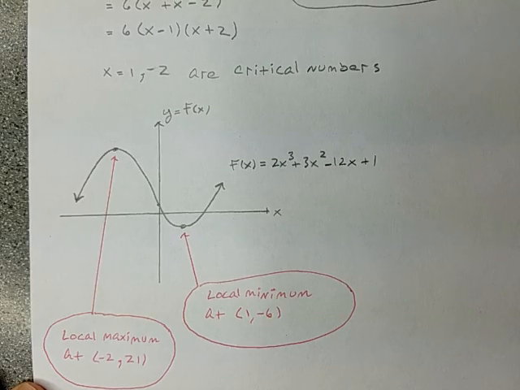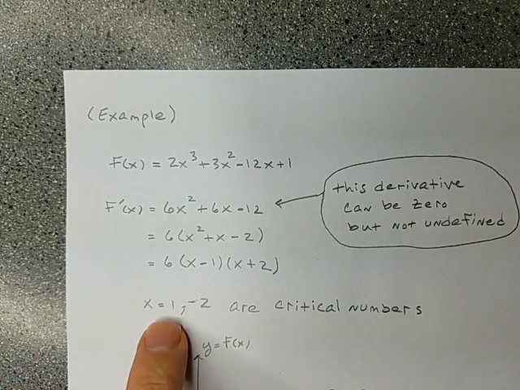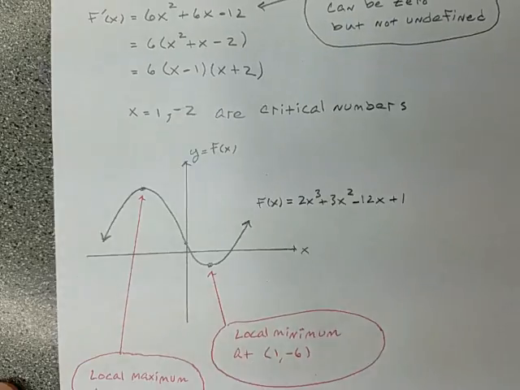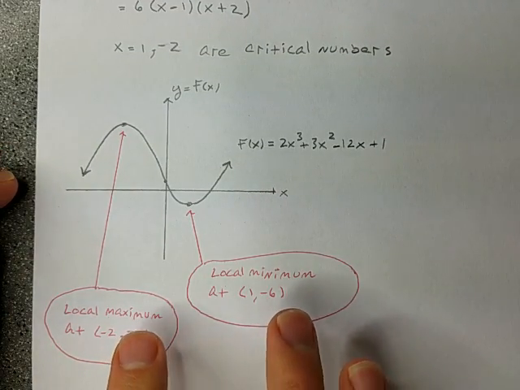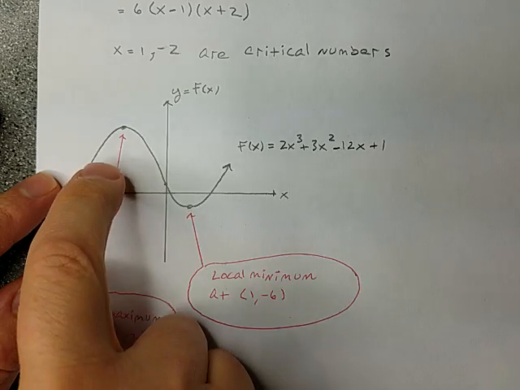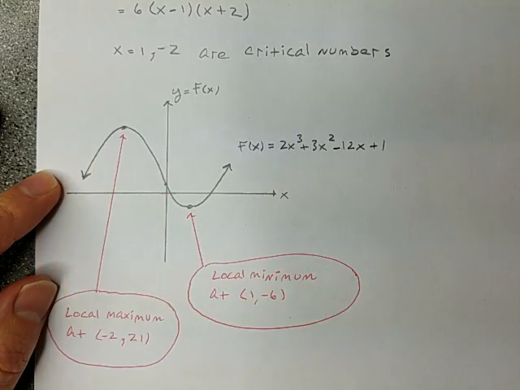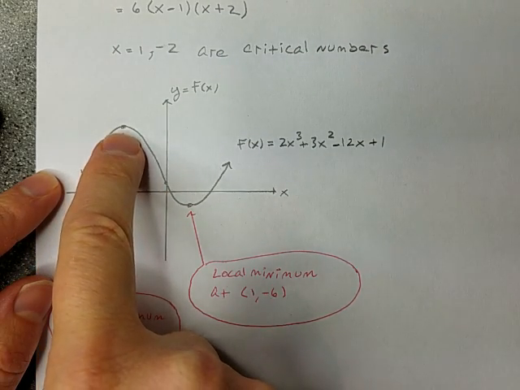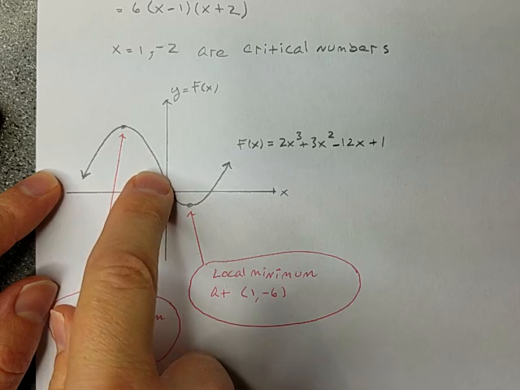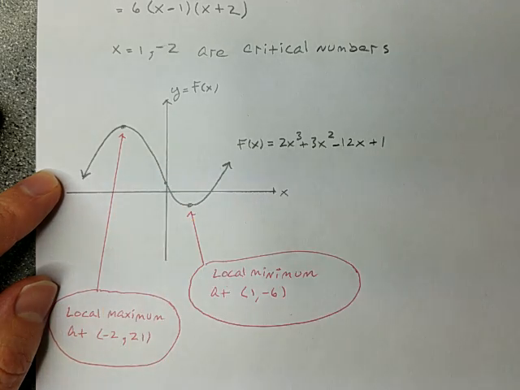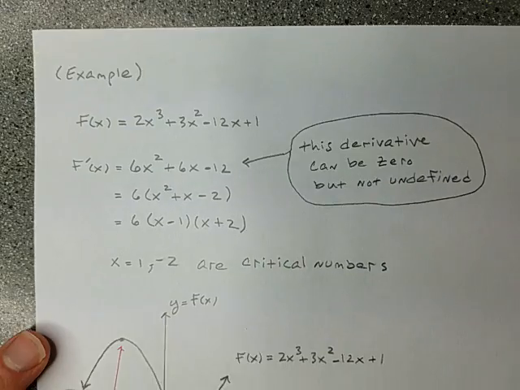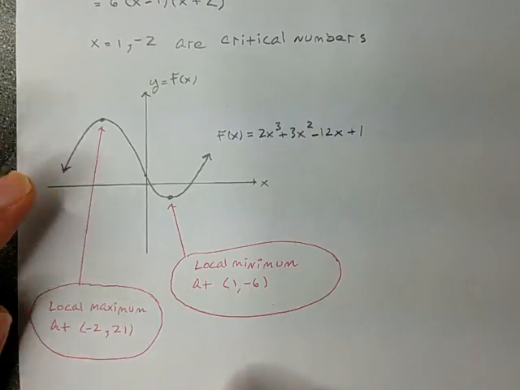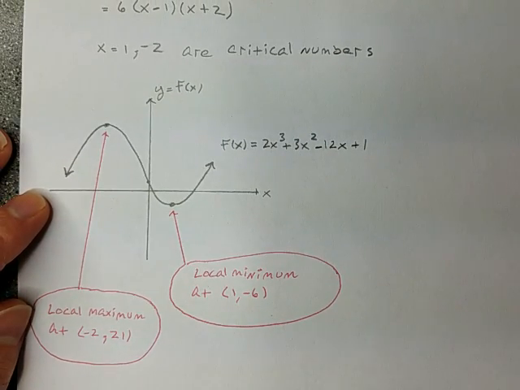Okay? So the derivative is 0 at 1 and negative 2. It turns out to mean that not only do we have a max and a min at those points, but it's because the curve is flat there. The curve rises, turns around and falls, and turns around and rises. Okay? All right. So there's one example of these critical numbers and how they look on the curve.